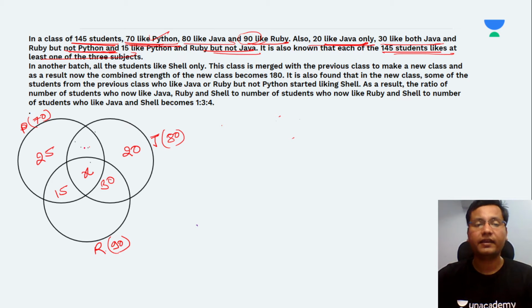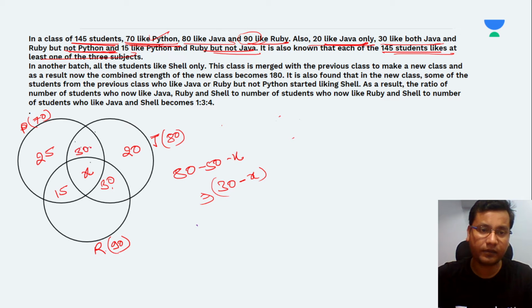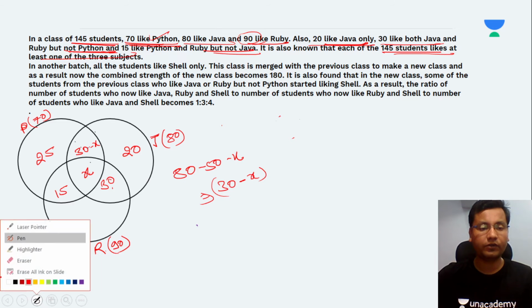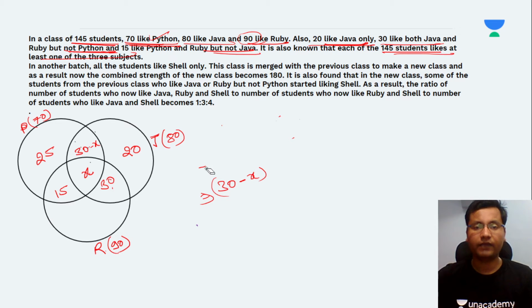So this is x plus 50 plus 20, so this part will be 80 minus 50 minus x, that is 30 minus x. So this part will be 30 minus x. If you do the calculation, you will get everything. Now let's do the calculation. Now we have two equations again. The first equation is what? This is 30, so this will be cancelled out.